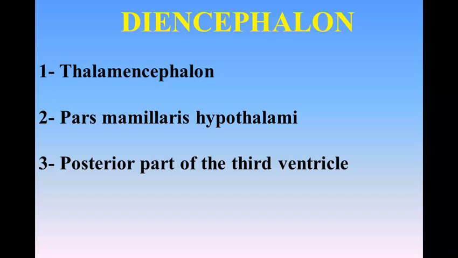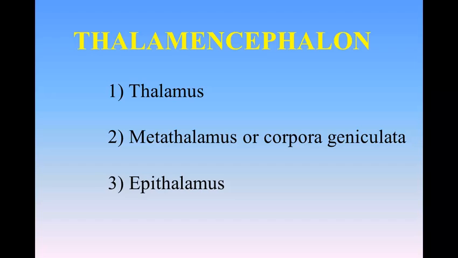For descriptive purposes, however, it is more convenient to consider the whole of the third ventricle and its boundaries together. This necessitates the inclusion under this heading of the pars optica hypothalami and the corresponding part of the third ventricle, structures which properly belong to the telencephalon. The thalamencephalon. The thalamencephalon comprises 1. The thalamus, 2. The metathalamus or corpora geniculata, and 3. The epithalamus, consisting of the trigonum habenulae, the pineal body, and the posterior commissure.